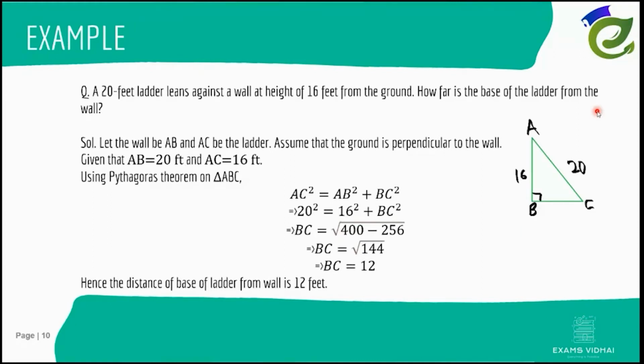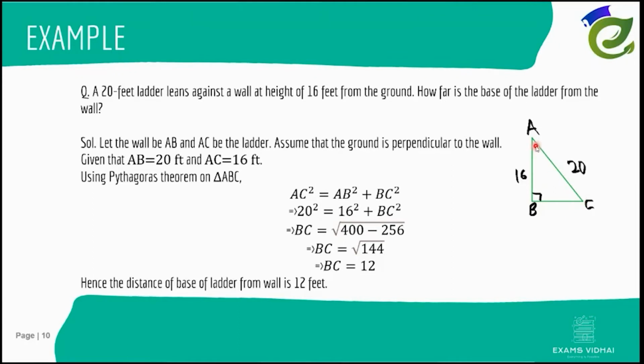Now let us solve an example. We are told that a 20 feet ladder leans against a wall of height 16 feet. How far is the base of the ladder from the wall? Let us say this is the wall and this is the ground, and AC is the ladder. We are given that the length of the ladder is 20 and the height of the top of the ladder from the ground is 16 feet. We are required to find this length BC.